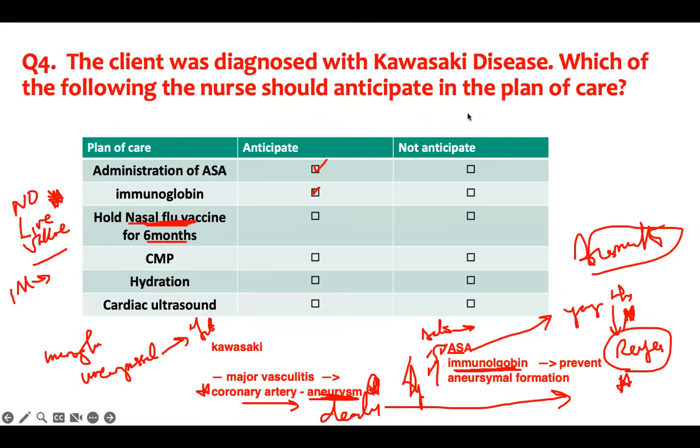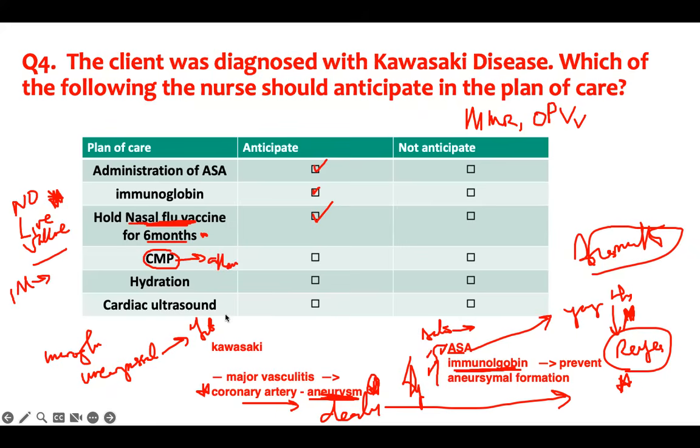What are the other live vaccines? MMR. Measles, mumps, rubella, they cannot get it. Then oral form of polio, OPV, you cannot get it. Those are all live vaccines. So we got to wait 6 months before we give them those. So you got to hold it. CMP. Why is CMP? You got to check their lab so that you can see the albumin. The albumin level will be low.